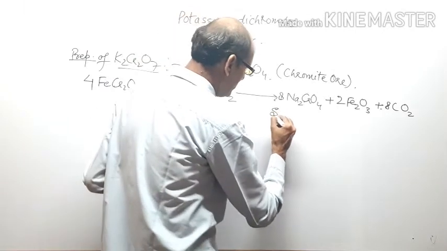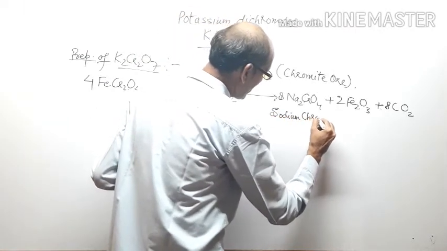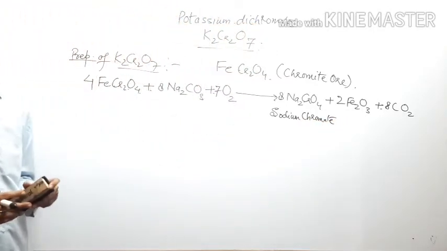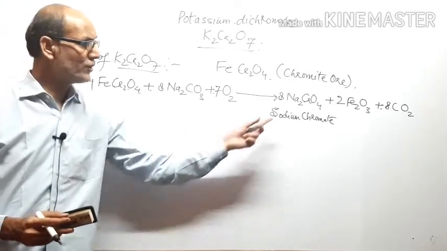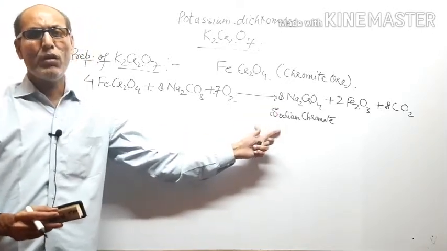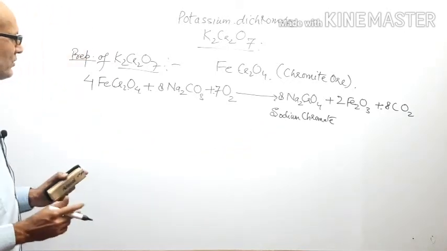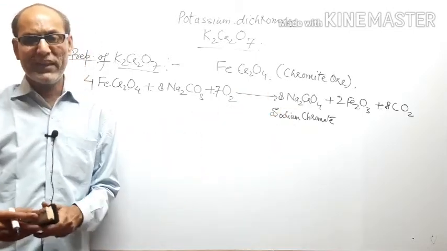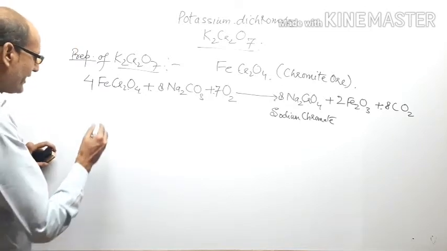Sodium chromate on treatment with concentrated H2SO4. In the next step, we will make sodium chromate undergo oxidation with concentrated H2SO4. So when we oxidize sodium chromate, it will be converted into sodium dichromate.